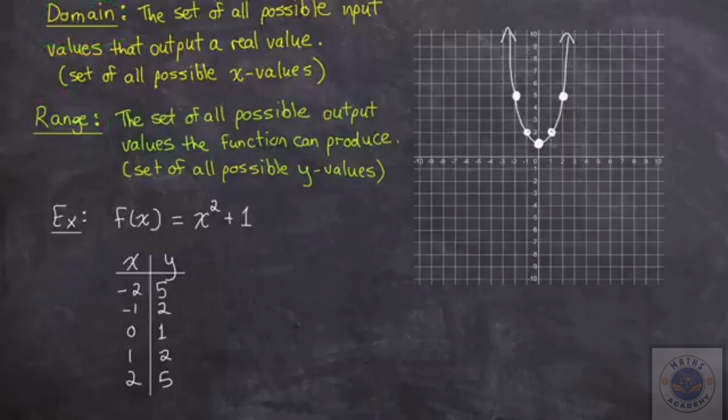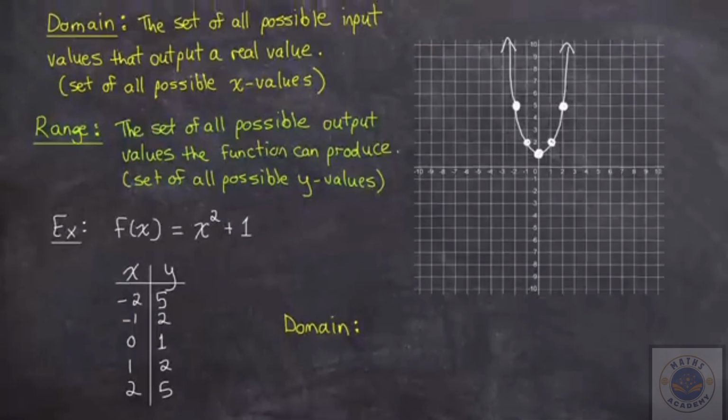When determining the domain, I need to find the set of all possible input values that will output a real value. So I just want to figure out what values for x I am able to input in this equation to be able to output a value for y. Well, you can input any real number for this x, and the output will be a real value. Any real number can be squared. So there would be no restrictions on what we could sub in for x.